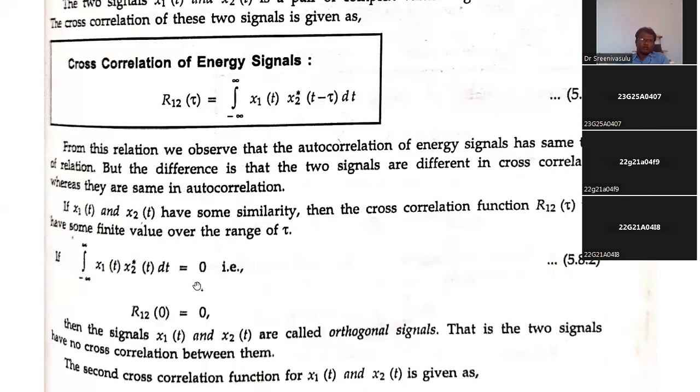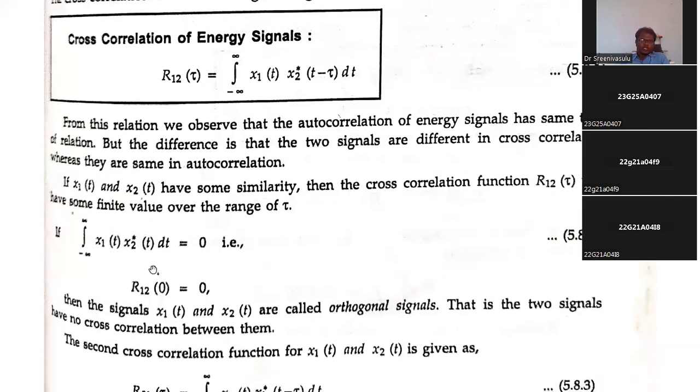One more thing, whenever the integral from minus infinity to plus infinity of x1 of t, x2 of t complex conjugate dt is equal to 0, it means these two signals have no similarity. If x1 of t and x2 of t have some similarity, then the cross correlation function R12 of tau will have some finite energy over the range of tau. So if we calculate R12 of 0, it is going to be 0.